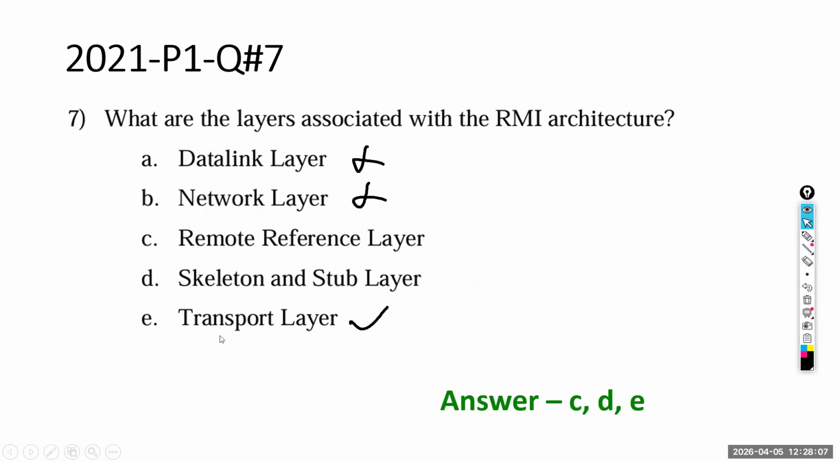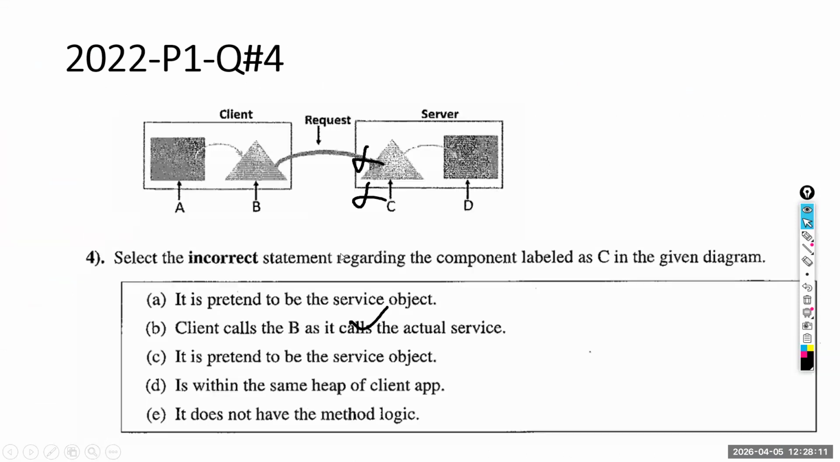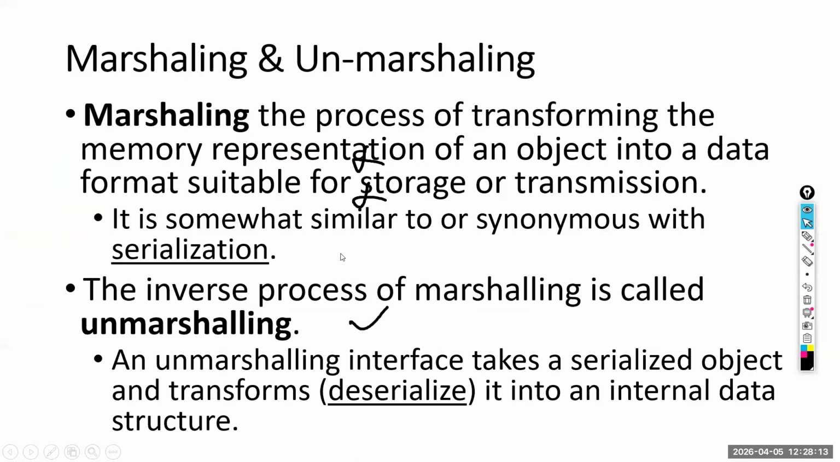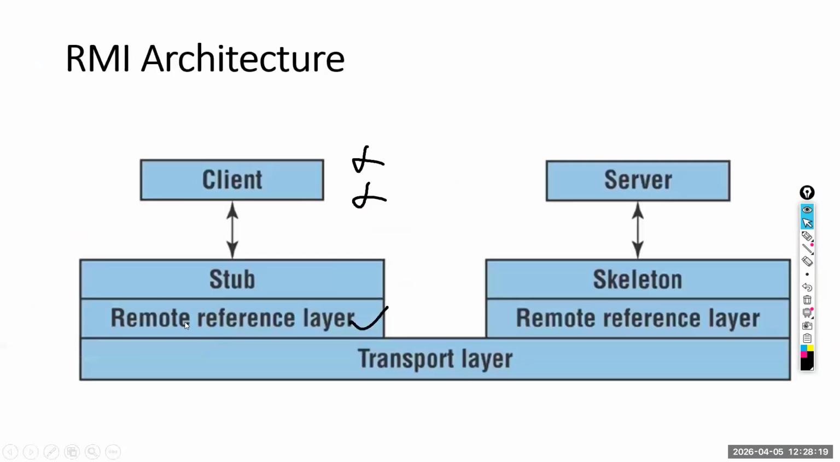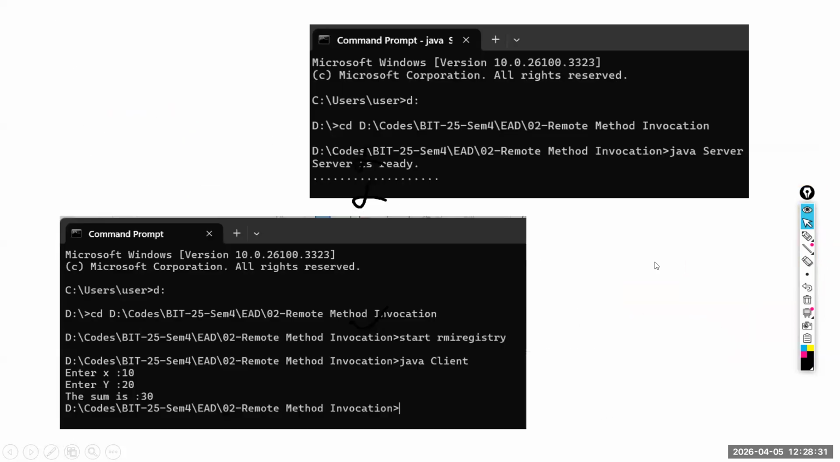So remote reference is about transport. Skeleton and stubs are above the remote reference. You can see here. Right? Remote reference, stub on the client side, skeleton on the server side. Transport, remote reference. From the client, you have the stub. In the server, you have the skeleton. Okay.